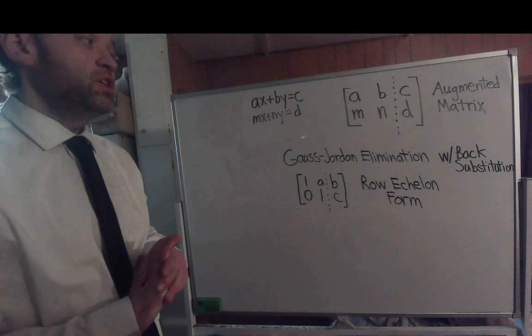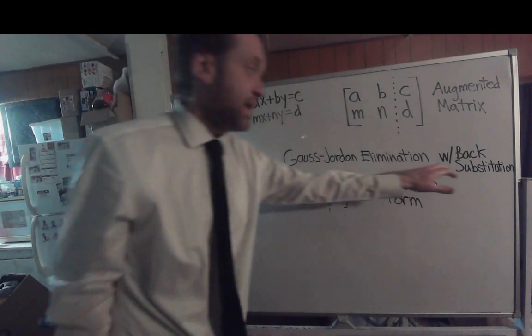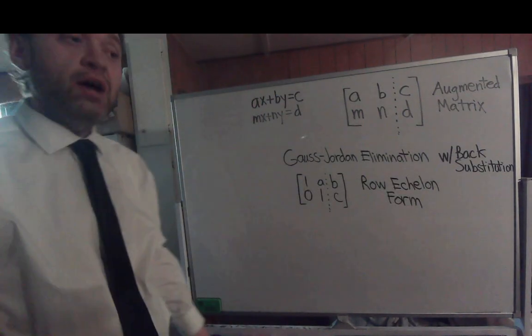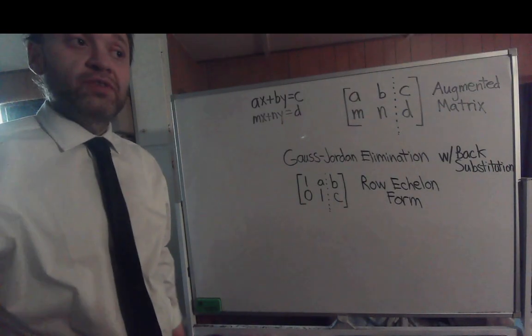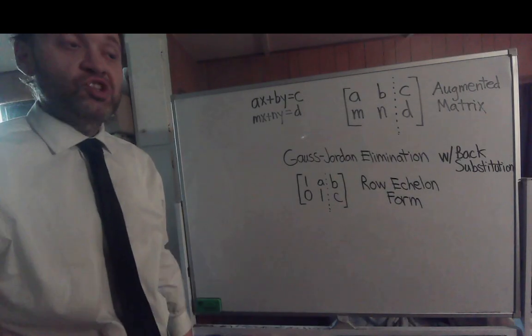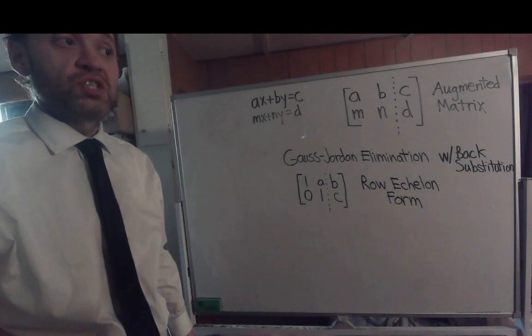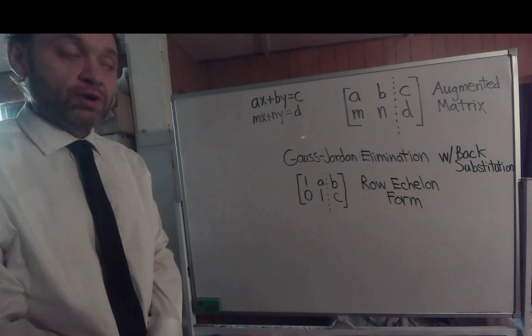We are going to use what is called Gauss-Jordan Elimination with back substitution. And believe it or not, we've already been doing this when we were solving systems of equations. We did this when we were just doing the elimination method with systems of equations without turning them into matrices, back when we were solving them the normal way.